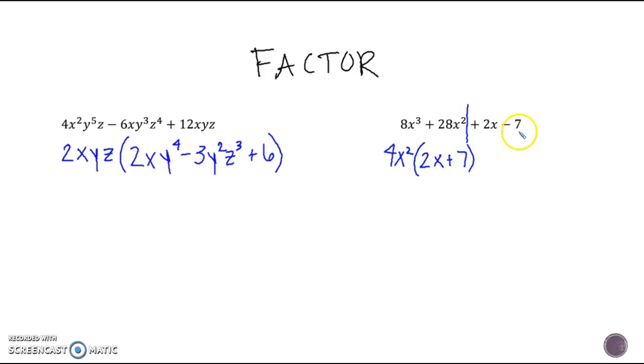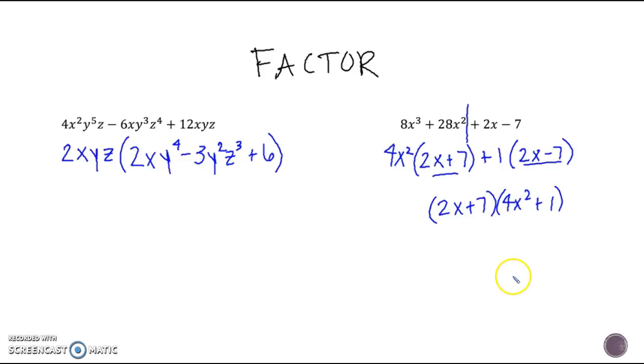GCF with 2x and negative 7 is just 1. There's nothing that goes into them. And then I've got 2x minus 7. My parentheses are the same, so that's one of my factors. And then everything that's left over is my other factor. So I've got a 4x squared and a plus 1. Double check. This one is as simple as it gets. This one, it's addition, so I can't do difference of squares. So that's as simple as I can go.